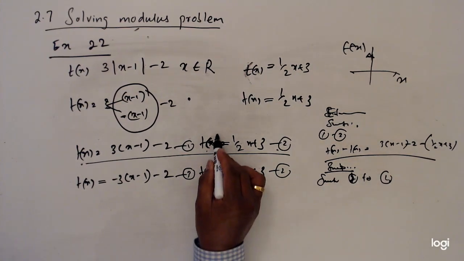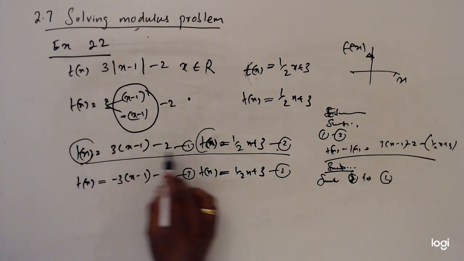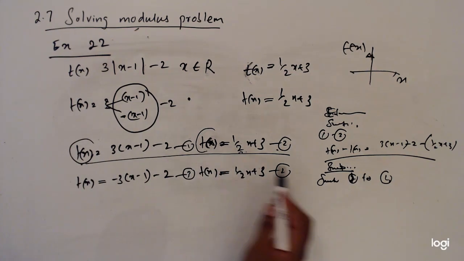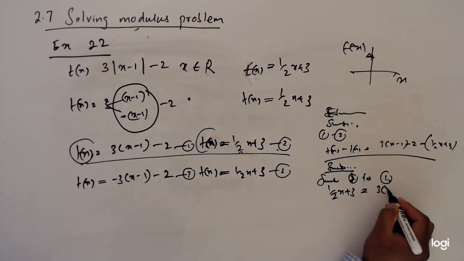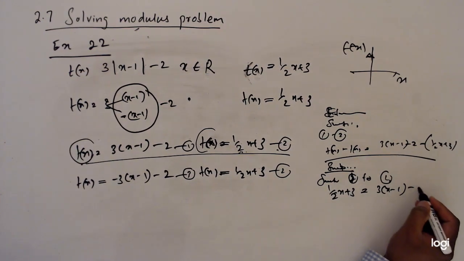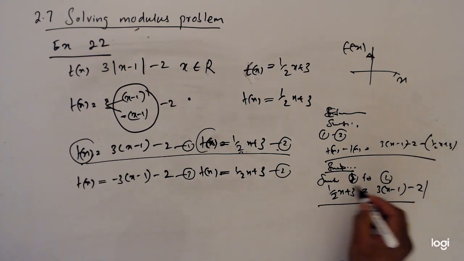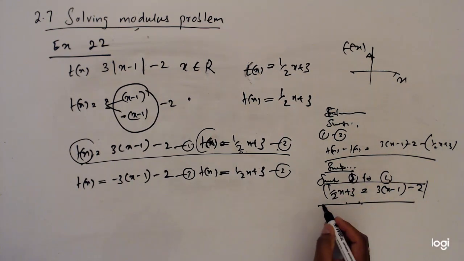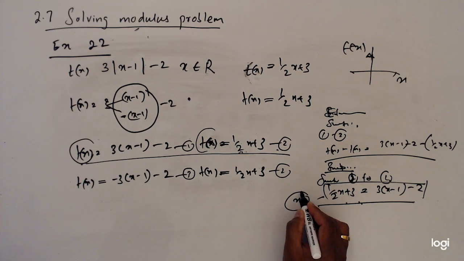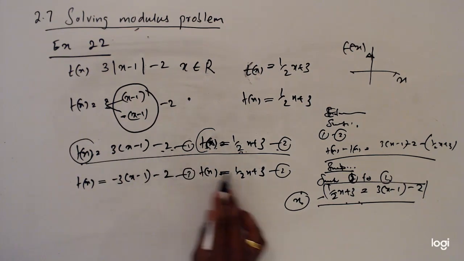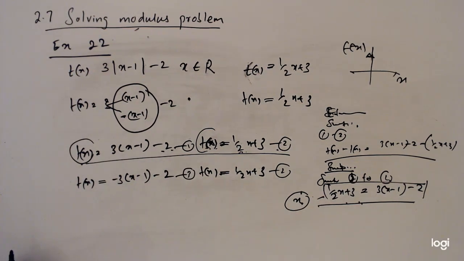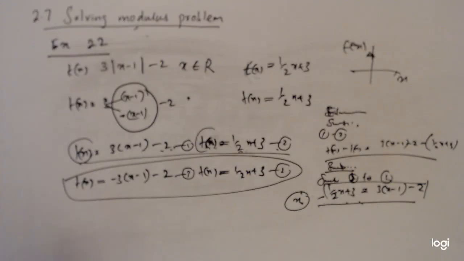Then instead of this tx, you can write half x plus 3. So half x plus 3 equal 3 times x minus 1 minus 2. So this is a linear equation, and you have one solution. When you get x, substitute to find y to any of those two, and then you get the y value. So same as you have to do this one.